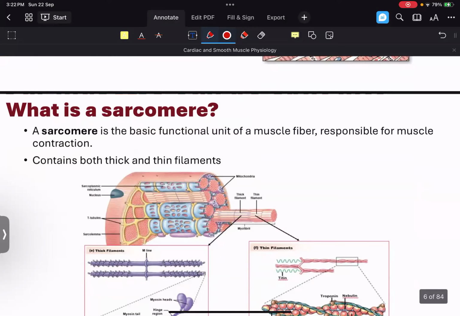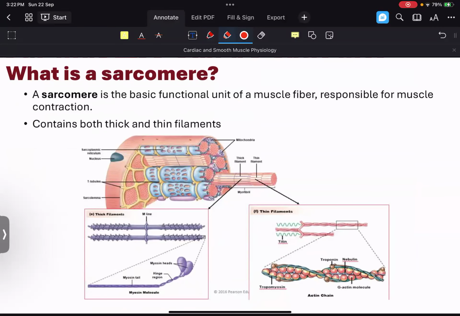Now we said sarcomere at least three times since the beginning of the lecture. What on earth is a sarcomere? A sarcomere is the basic functional unit of a muscle fiber. This is the textbook definition, and you do need to be familiar with it in case it comes up in an MCQ. It's the basic functional unit of a muscle fiber, and it's responsible for muscle contraction.